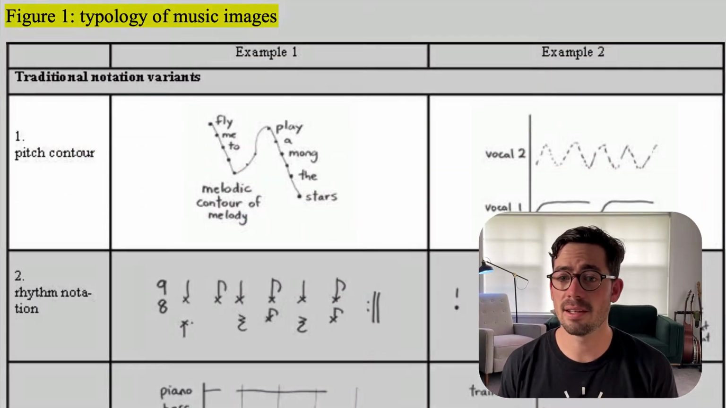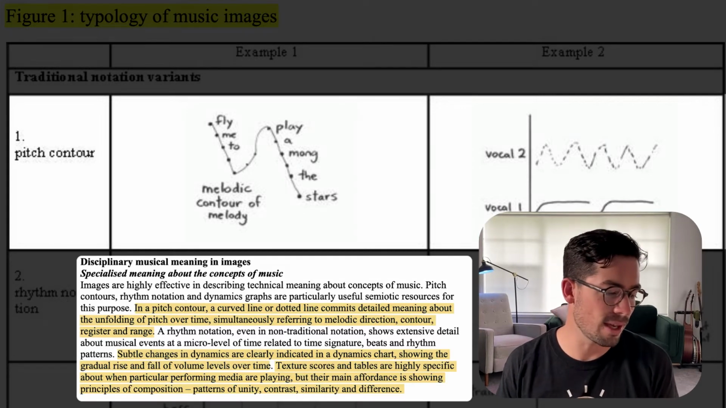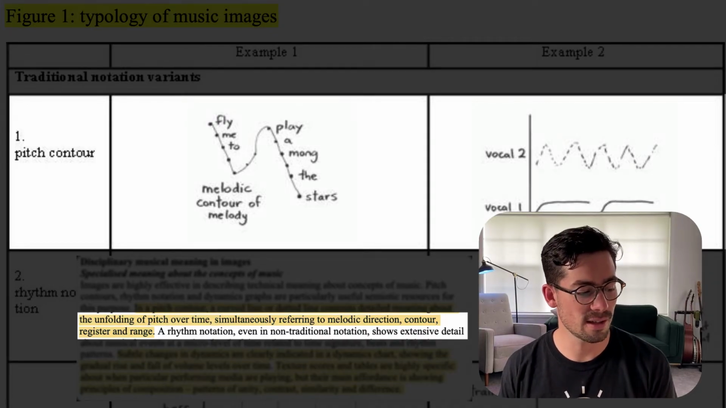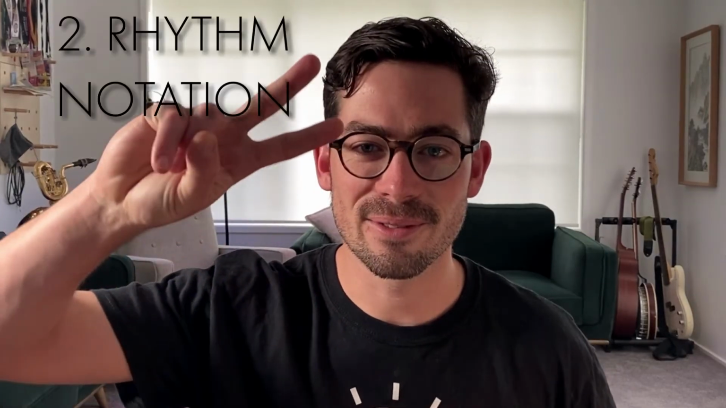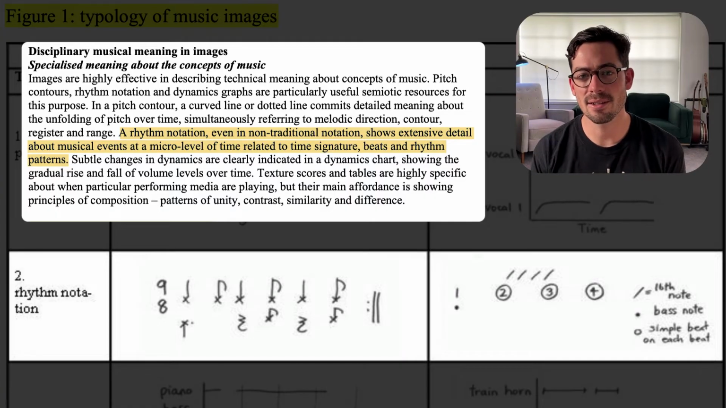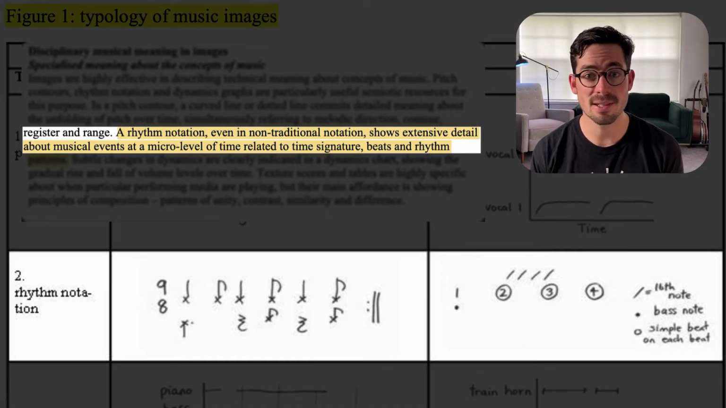Number 1, pitch contour. This can be a line or a series of note heads without stems that is used to convey meaning about the unfolding of pitch over time, while simultaneously referring to melodic direction, contour, register, and range. Number 2, rhythm notation. This could be traditional or non-traditional, and its power lies in showing extensive detail about musical events at a micro level of time related to time signature, beats, and rhythmic patterns.